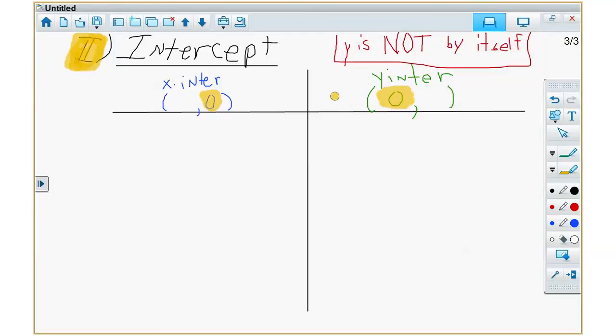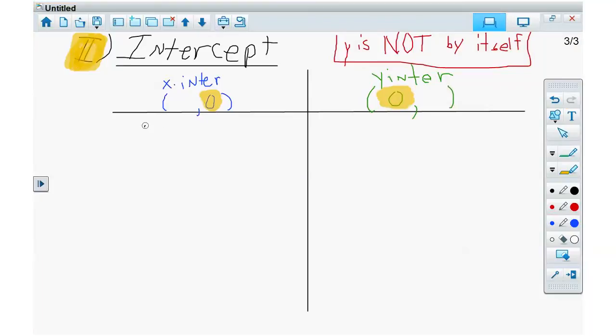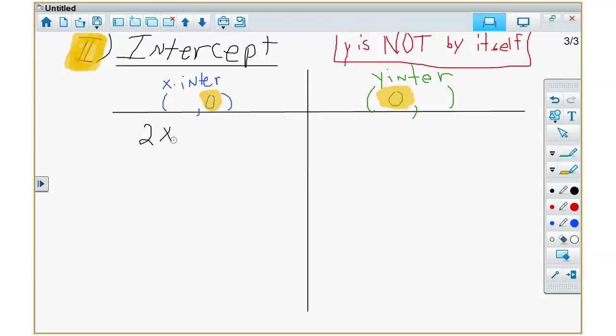Now, what do you do now? Well, our example, I don't have a place to put the example, but we're going to use this example: 2x plus 3y is equal to 6. That's our example. And the reason I know it's my example is because y is not what? It's not by itself.